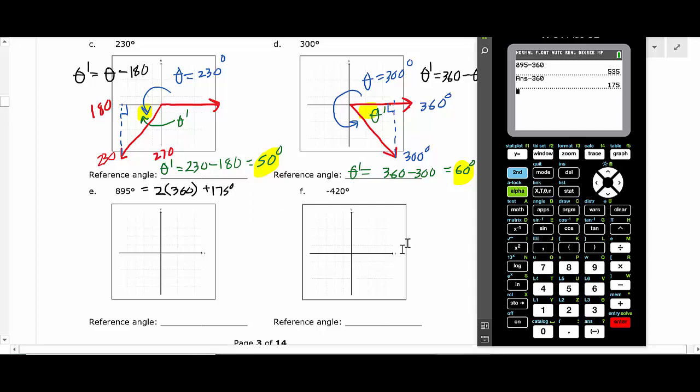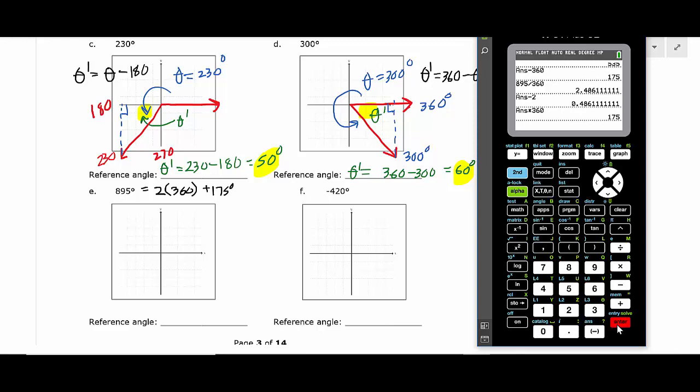I'll review this also. The easiest way to do this, to me, is 895 divided by 360, and what you're going to get is this. The 2 is the laps around the circle, and the decimal is the percentage left over around the circle. So I usually take that, subtract 2, and then multiply that decimal by 360 to get what's left over. So that's the 175. You can use your calculator to figure that out.